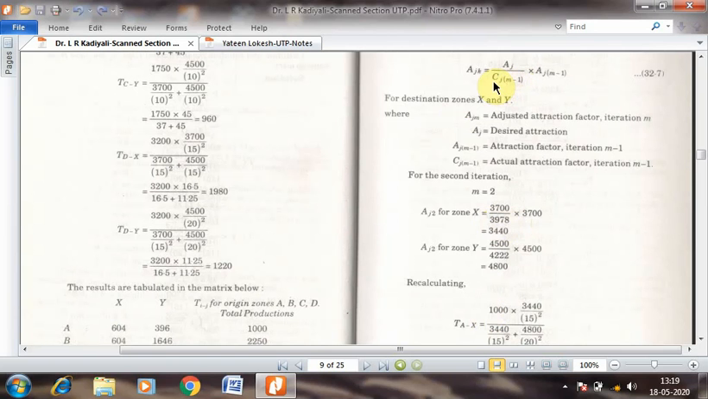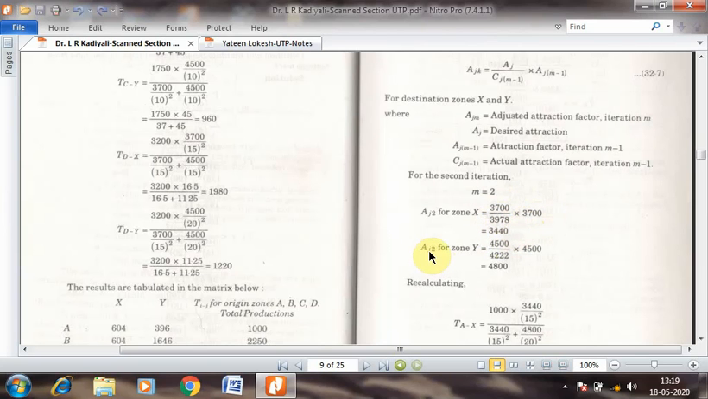So whatever Cj value you have got in iteration 1, that needs to be put here, multiplied by 3700, which is again Aj m minus 1. Okay, Aj divided by Cj m minus 1 multiplied by Aj m minus 1. You will be getting 3440.